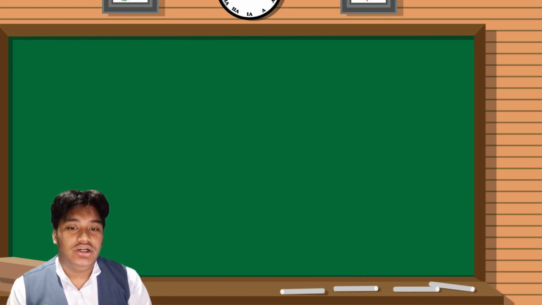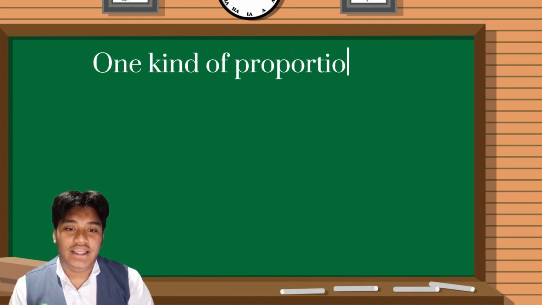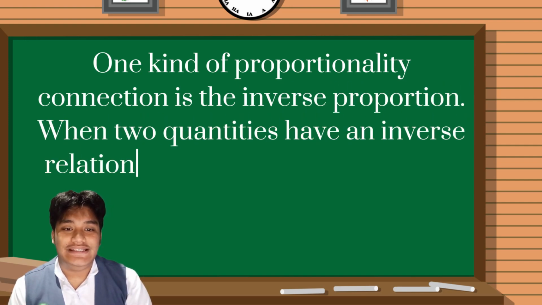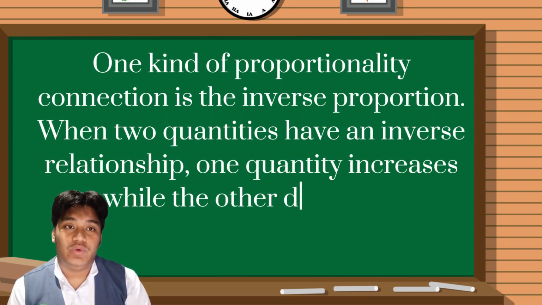Next, the inverse. One kind of proportionality connection is the inverse proportion. When two quantities have an inverse relationship, one quantity increases while the other one decreases. Here's an example.